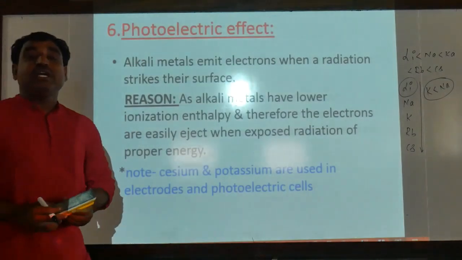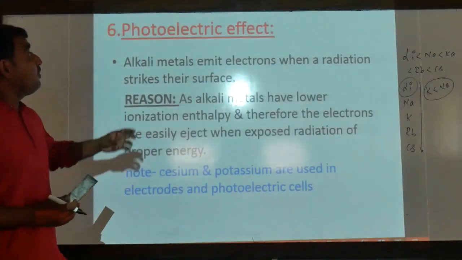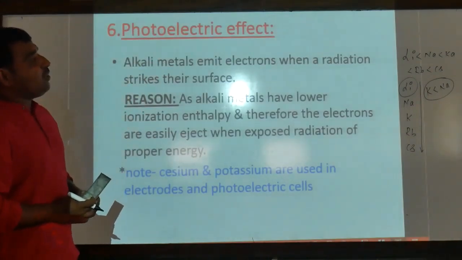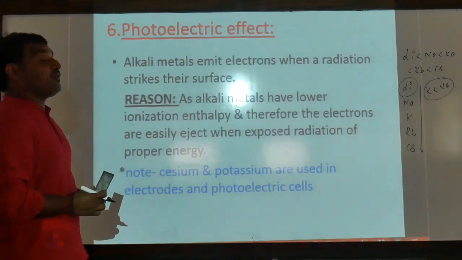And one more physical property is the photoelectric effect. Alkali metals emit electrons when radiation strikes their surface.